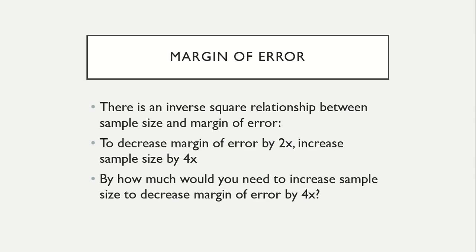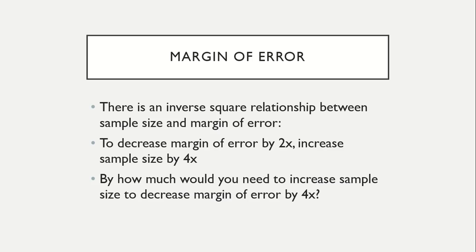There's an inverse square relationship between sample size and margin of error. This means to decrease the margin of error by 2, we need to increase sample size by 4. So the inverse part of the relationship means to increase one, we have to decrease the other. So we're trying to decrease margin of error by increasing sample size.